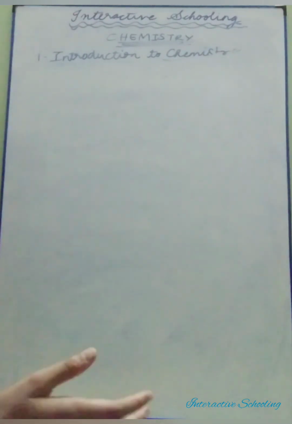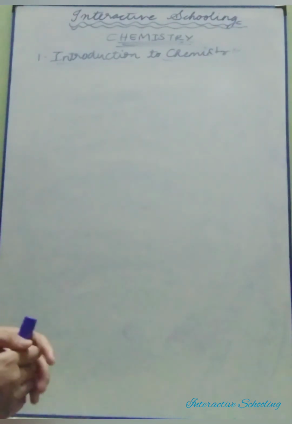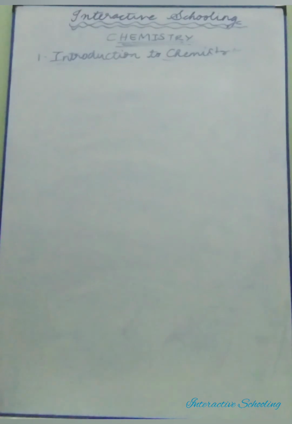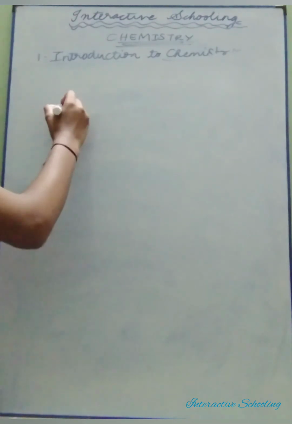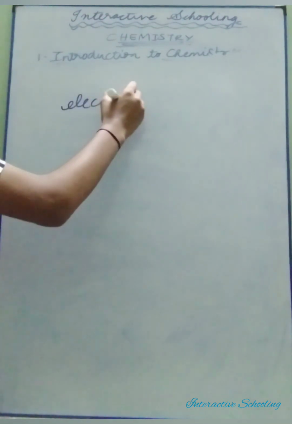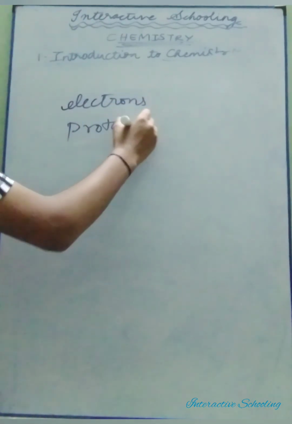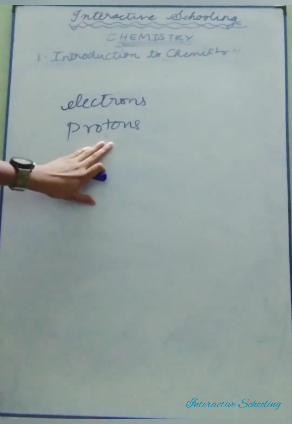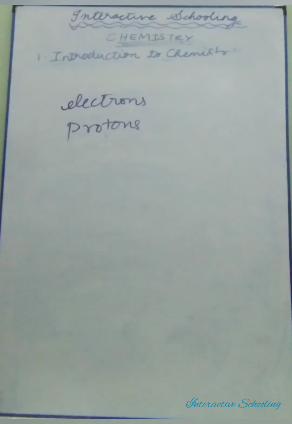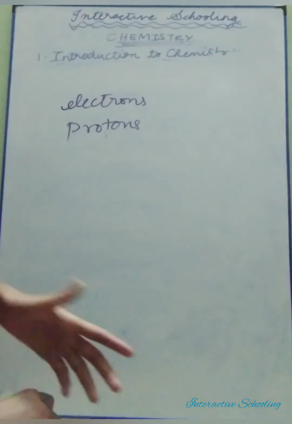In the previous video, what did we learn about? We learned about cathode and anode rays, which led to the discovery of electrons and protons. So they discovered these two subatomic particles, that is electrons and protons. So using the knowledge of these two subatomic particles, they tried to propose some atomic models, what an atom looks like.